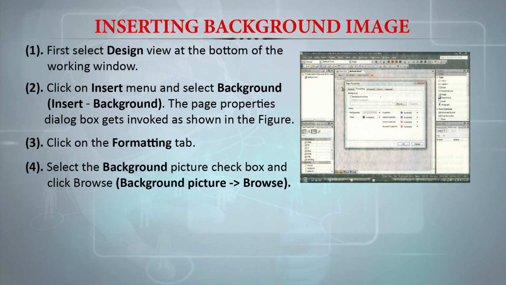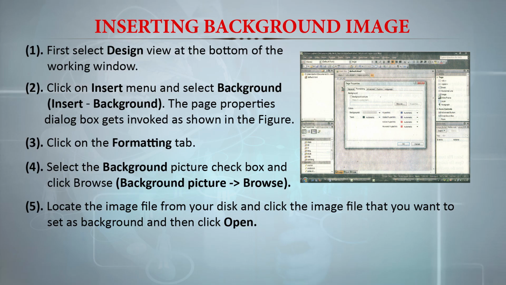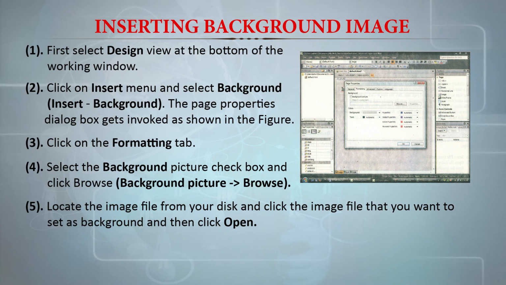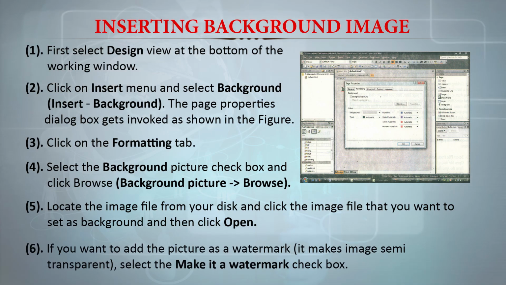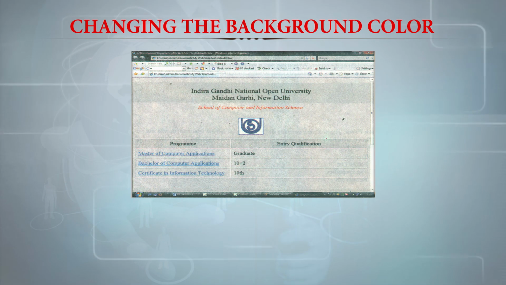Then click on the Formatting tab. Select the Background picture checkbox and then click on Browse. Locate the image file from the disk, click the image file that you want to set as background, and then again click Open. If you want to add the picture as a watermark, which makes the image semi-transparent, then select the Make it a watermark checkbox, and changing the background color is also possible.